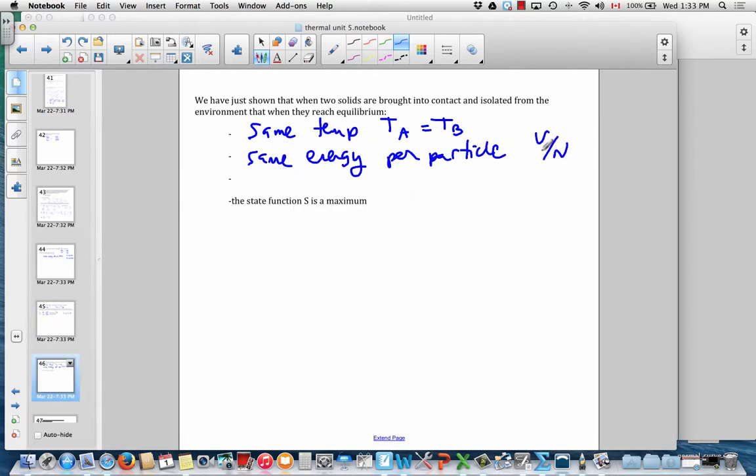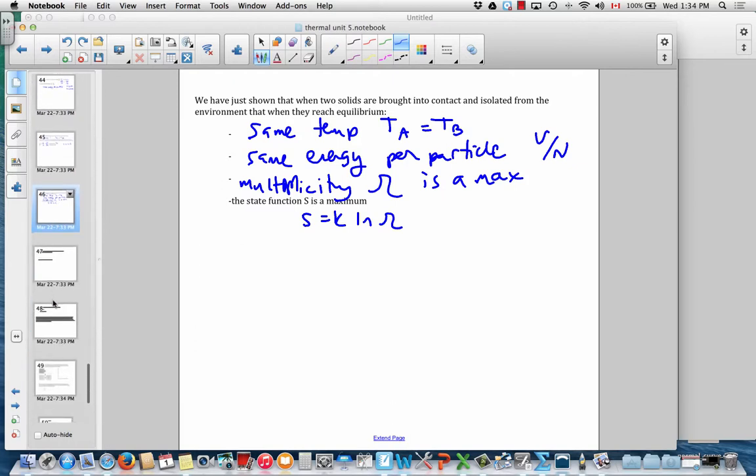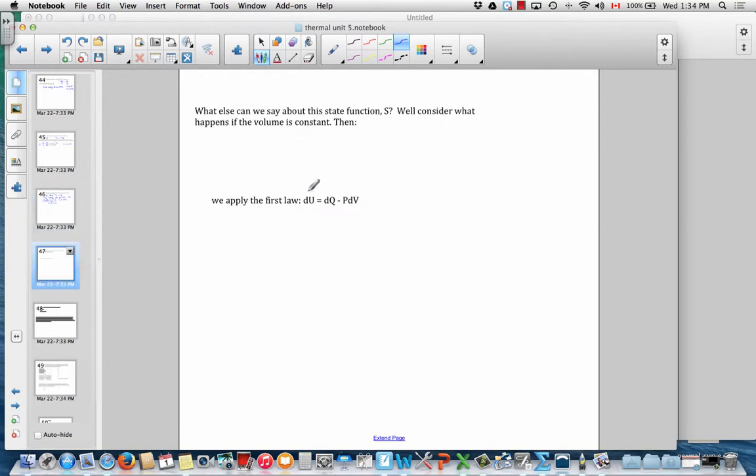So we can say another thing when it reaches equilibrium. This we established by the laws of probability. The multiplicity omega is a maximum. And that tells us, of course, that this S function is also a maximum. So this applies to the equilibrium between these two blocks of solid, for which we've been able to calculate the multiplicity function, and therefore this S function. Now, it's time to stop calling it the S function and figure out what it is.